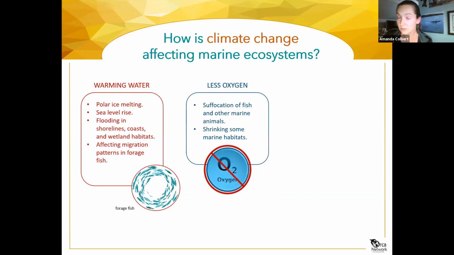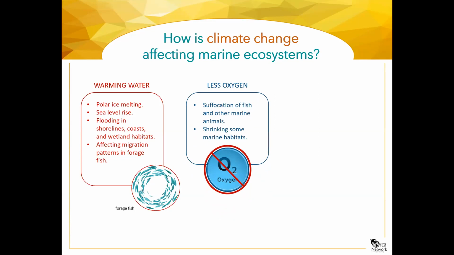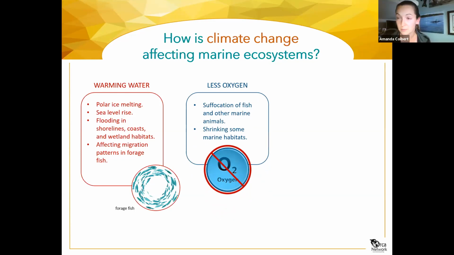With less oxygen in the water, what we're seeing is some of our fish species and other marine mammals are not getting enough oxygen to breathe. So it's actually causing suffocation in some areas. And then it's also shrinking some marine habitats. And when I say that, basically what I mean is when water is heating up in certain areas, it's pushing the fish and other marine life that would live in those areas to try to find cooler water. So it's not necessarily that the marine habitat is disappearing per se, like it's not there anymore. It's just not an environment that some of these animals or organisms can live in and survive.